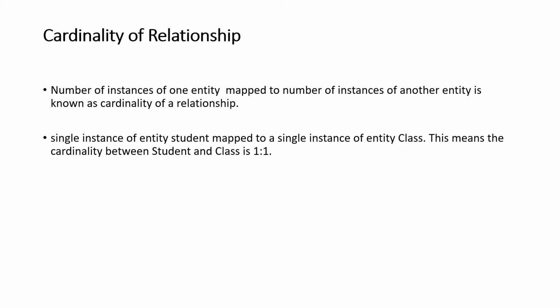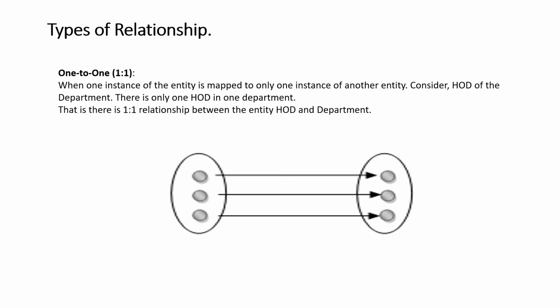Then this means that cardinality between student and class is 1 to 1, because a student will have only one class. He will not sit in 10 places; one student will sit in only one class. So one student and one class. The ratio of the cardinality of the relationship is 1:1. So firstly we are discussing 1:1.